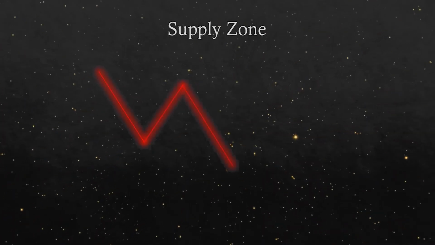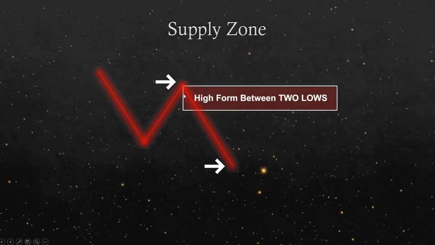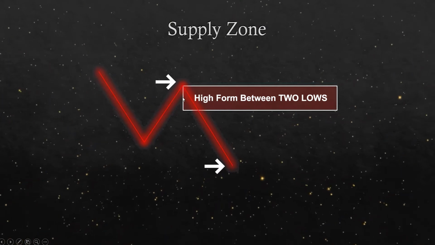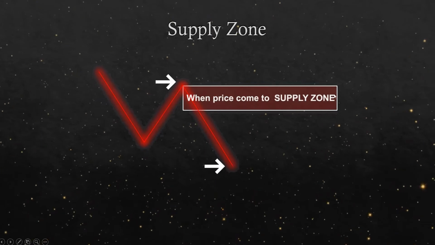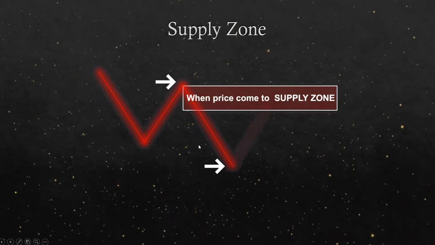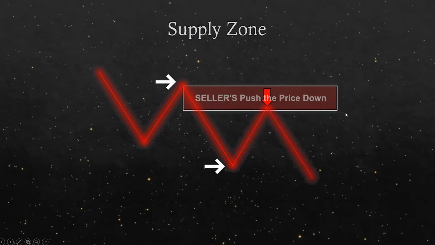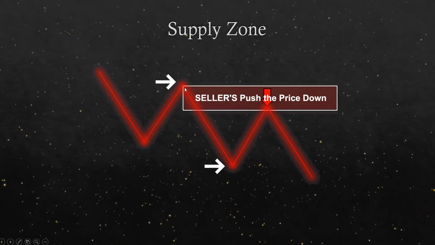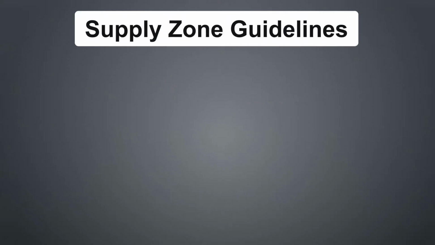In this illustration, the supply zone is formed between two lows. The high between the two lows is created as a supply zone. Whenever the price comes to that high area, the resistance is very strong, so the supply is very high. Whenever the price comes to that zone, the sellers push the price down. You have to take very stringent action whenever you take supply and demand zone trades.